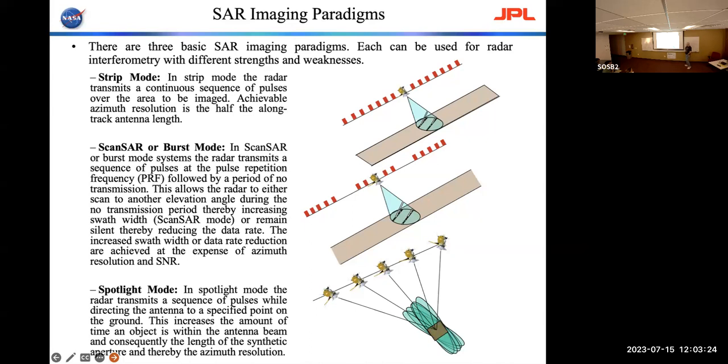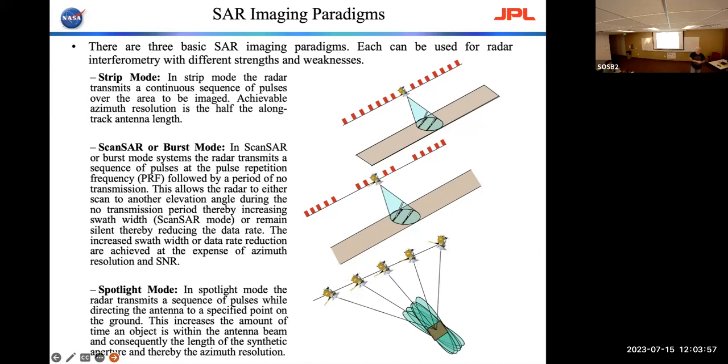In some cases, I want even finer resolution. I want better than the azimuth resolution of antenna length over 2. And I can do that. How do I do that? Well, instead of just pointing my antenna in a fixed direction, suppose I stare at the same spot on the ground. Let's suppose I'm interested in that point. As I fly along, I continually point to that same point on the ground. Now my integration time, the number of pulses I get, is getting longer and longer, and that will improve my azimuth resolution.